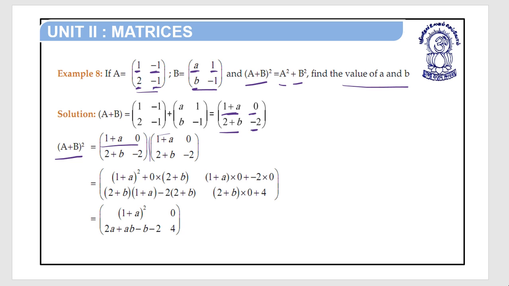First row, first column: 1 plus a into 1 plus a, plus 0 into 2 plus b. First row, second column: 1 plus a into 0 plus minus 2 into 0. Second row, first column: 2 plus b into 1 plus a minus 2 into 2 plus b. Second row, second column: 2 plus b into 0 minus minus 2 into minus 2, plus 4. So 1 plus a square, 1 plus a into 0, 0 minus 0, 0, and 2 plus 2a plus ab minus b minus 2, 4.